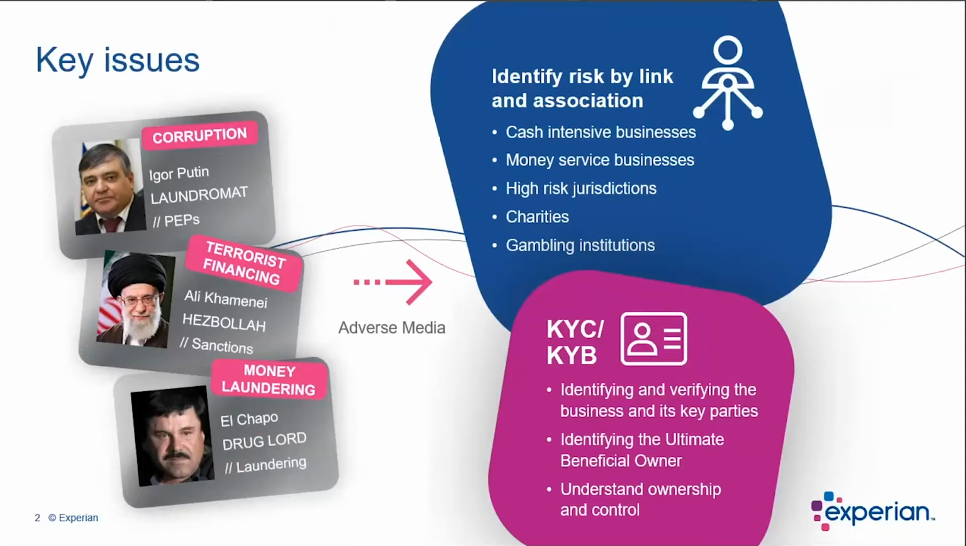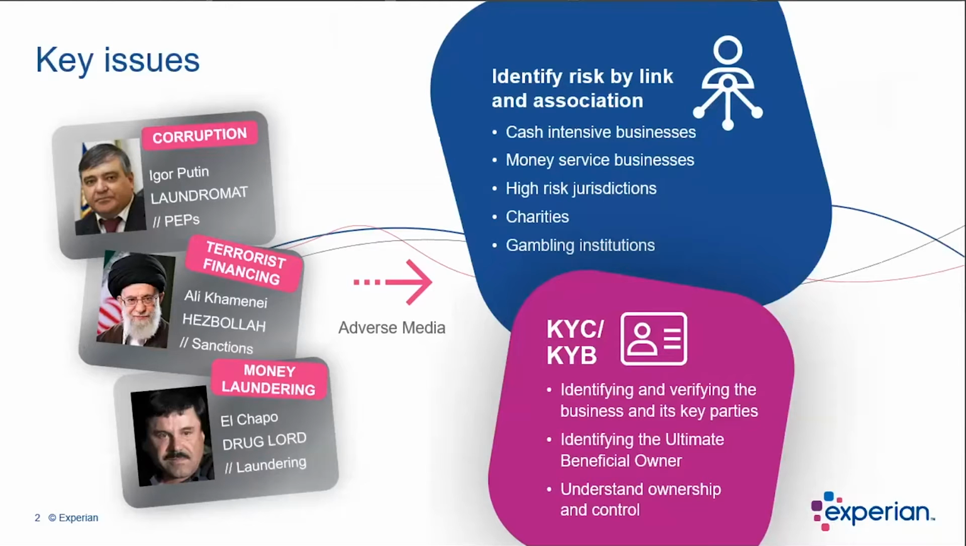So once we've identified that ultimate beneficial owner, are you able to, first of all, authenticate them, make sure they are who they say they are, make sure they're not on any fraud databases, and make sure that they're not on any PEPs, sanctions, adverse media lists as well. So we've got a part of our business, identity and fraud, which looks after all of those elements associated with the key party.